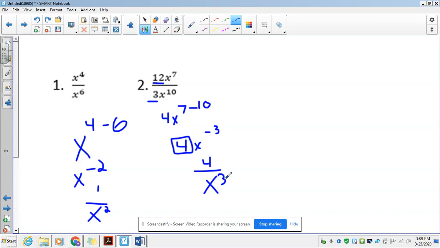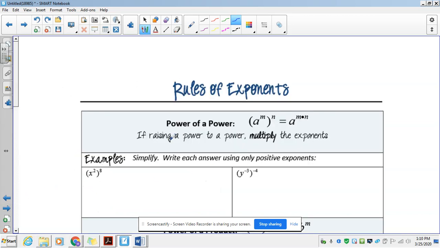Hopefully you got this right. If not, I can do more examples. There is a spot at the end for you guys to practice a little bit more and then ask questions if you guys are getting stuck. Okay, great. I hope you understood this. Let's move on to the next property.